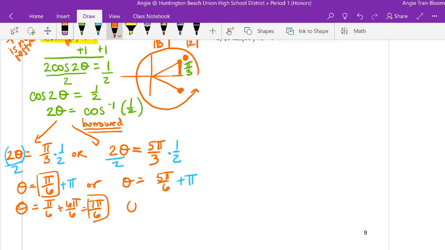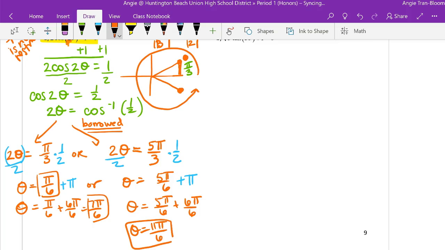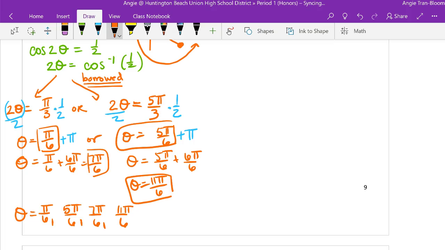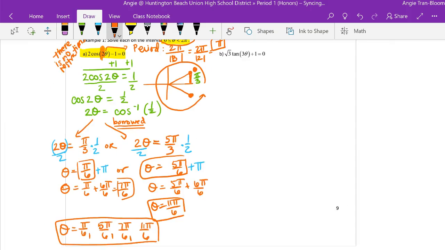How about over here? Same thing. Theta equals 5 pi over 6 plus 6 pi over 6. So this is now 11 pi over 6. I can definitely have that. It's still less than 2 pi. Remember, 2 pi with denominator of 6 is really 12 over 6. So these are all 4 that I'm supposed to have. Theta equals pi over 6 and 5 pi over 6 and 7 pi over 6 and 11 pi over 6. And box that up. And yes, you have to have all 4 solutions to have full credit.